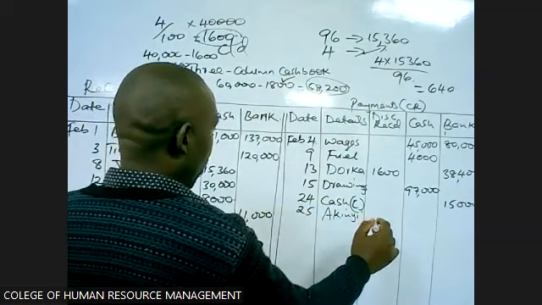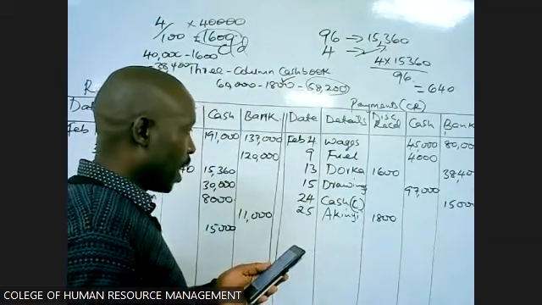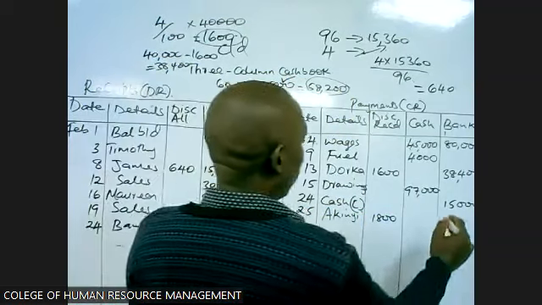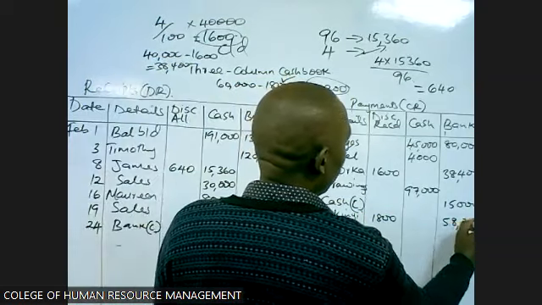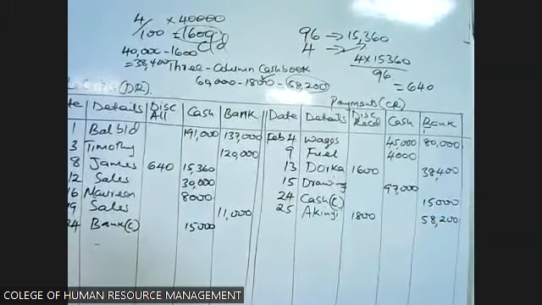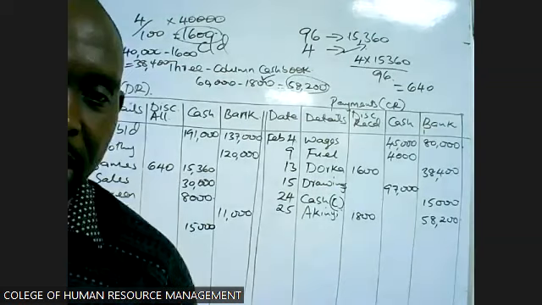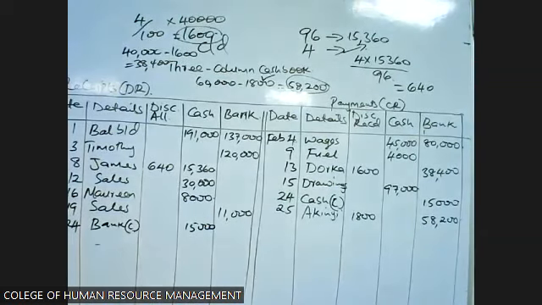The discount that we have received from Akinyi is 1,800. We are paying by check, so we are going to write a check of 58,200. That is what we shall pay. That is done. Lastly, on the 28th, deposited all the cash into the bank except 9,000. We had done that. We are going to do it again.